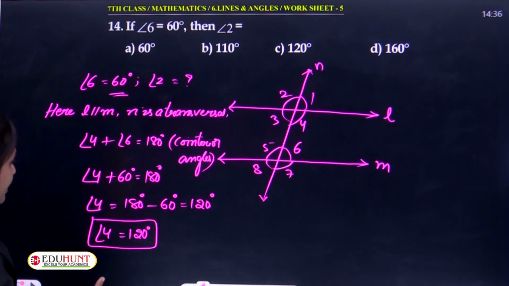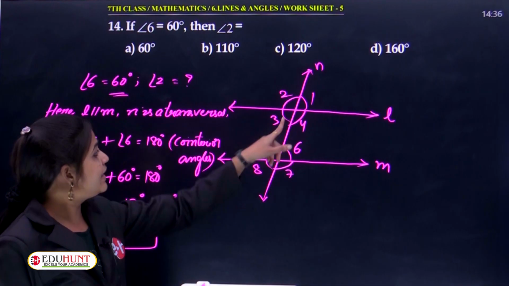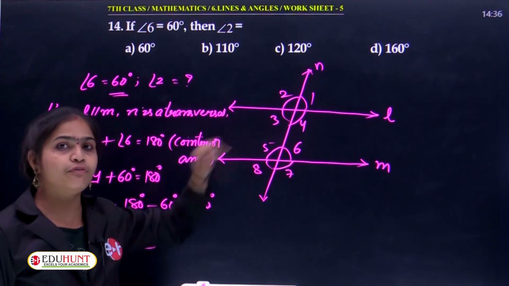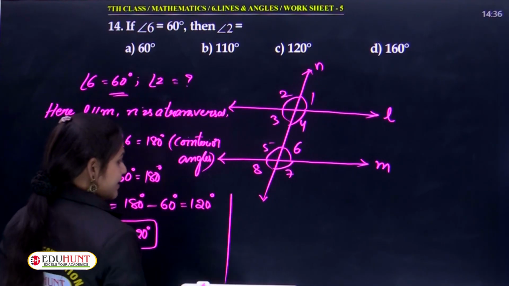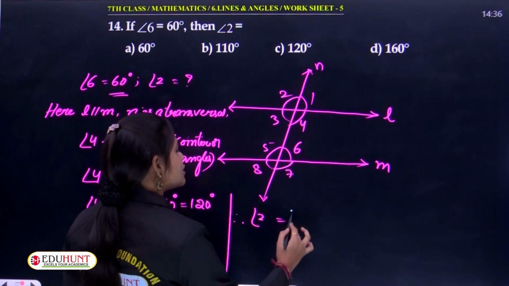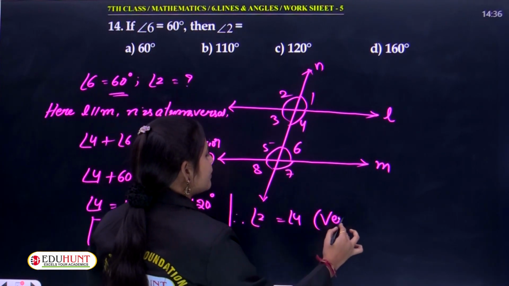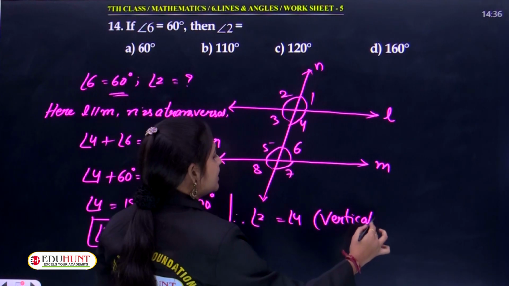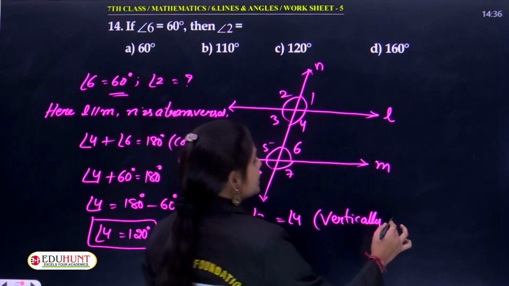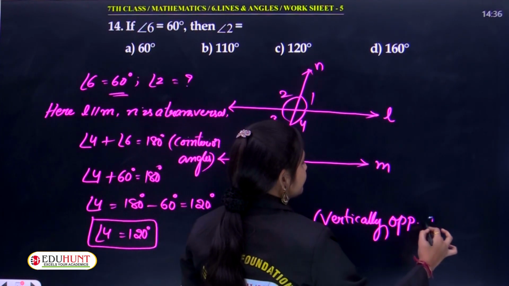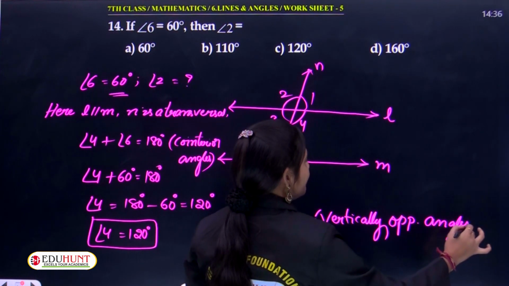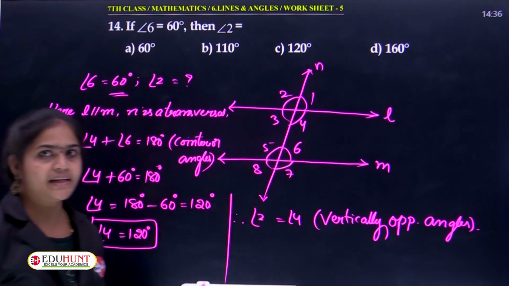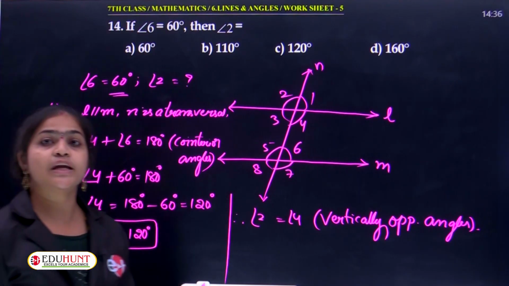Now why, ma'am, here we have taken 4 and 6? Because there is a relation between 2 and 4. What is that relation? Here angle 2 is equal to angle 4. Why? Because those two are vertically opposite angles. Am I clear or not? Vertically opposite angles are equal. The same point I told you at the time of synopsis, right?